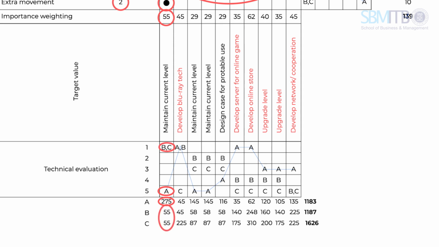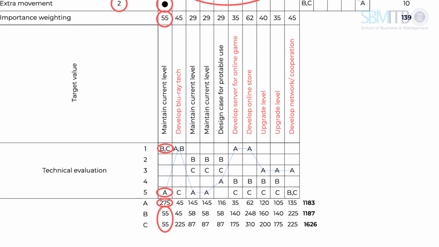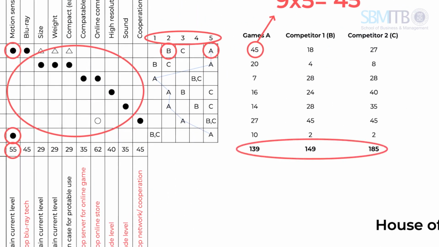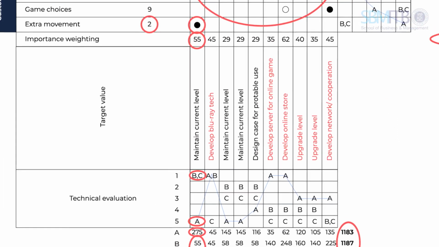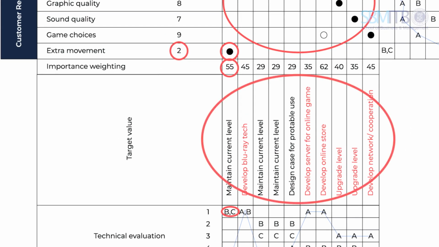By doing the same way, we will derive total score from the competition map and also total score from the technical evaluation. The next step is designing the target value of which technical requirements need to be developed, maintained, or upgraded.